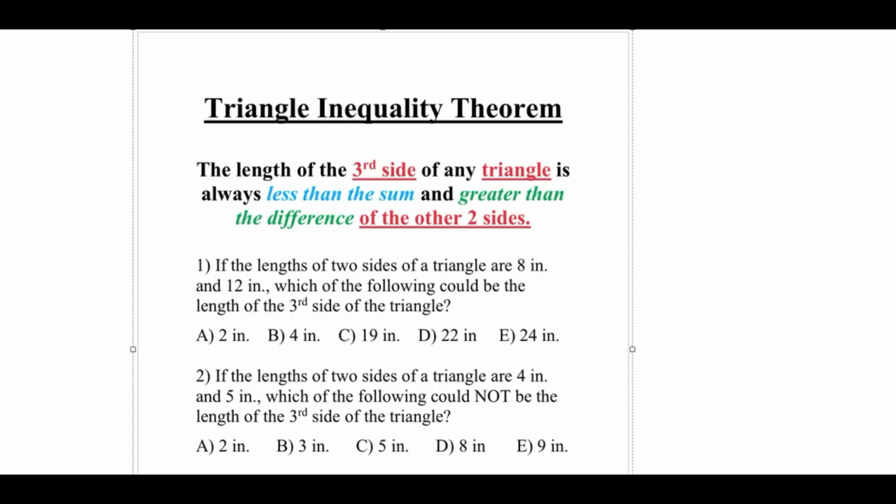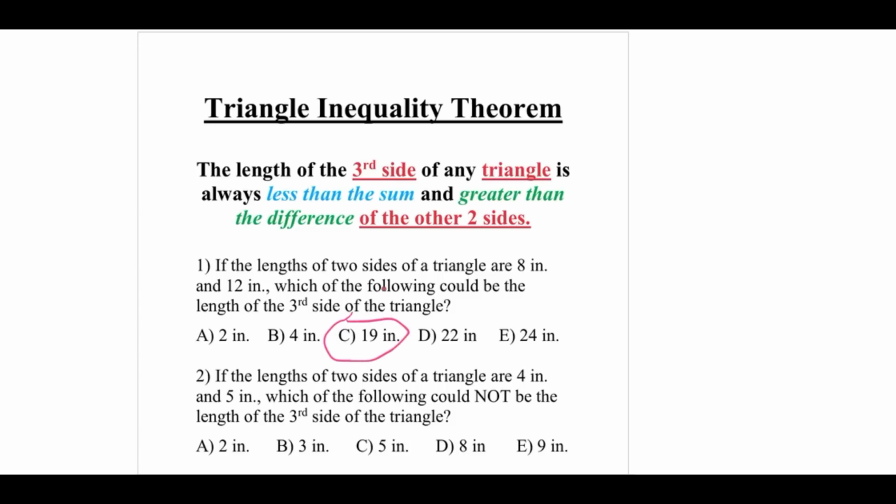If the lengths of two sides of a triangle are 8 inches and 12 inches, which of the following could be the length of the third side of the triangle? Simply add the two sides together, 8 and 12, that adds up to 20, so the third side must be less than 20, not equal to it, and greater than the difference. 12 minus 8 is 4, greater than 4. So greater than 4 and less than 20 would be answer choice C, 19 inches.